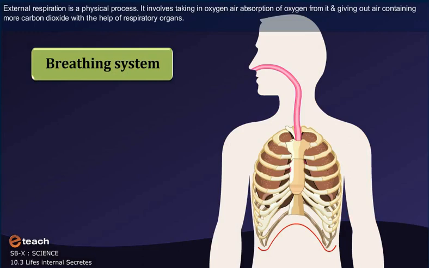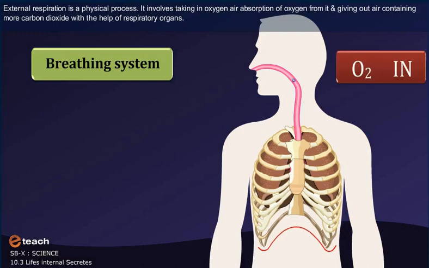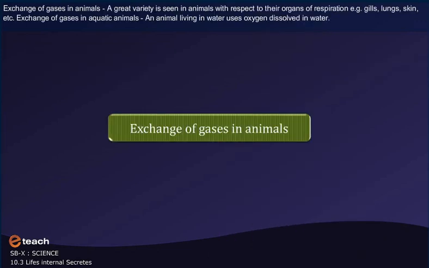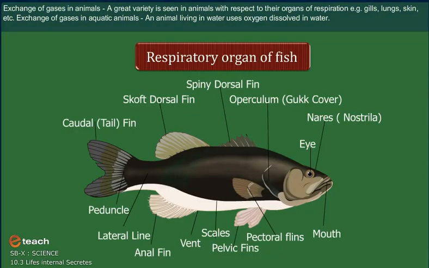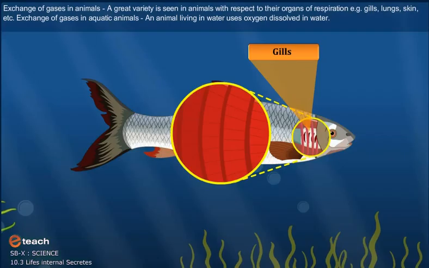External respiration is a physical process. It involves taking in oxygen, absorption of oxygen from air, and giving out air containing more carbon dioxide with the help of respiratory organs. Exchange of gases in animals. A great variety is seen in animals with respect to their organs of respiration, that is, gills, lungs, skin, etc.